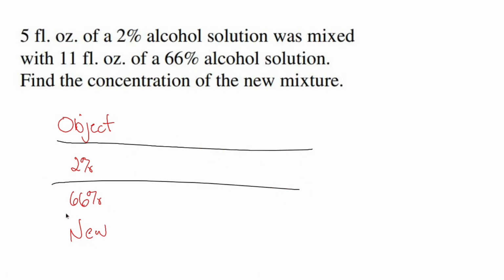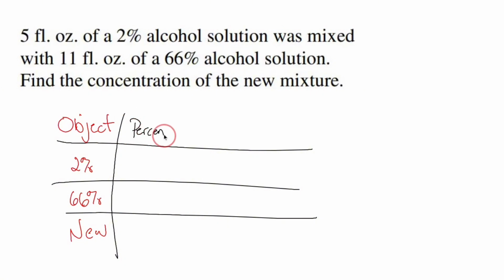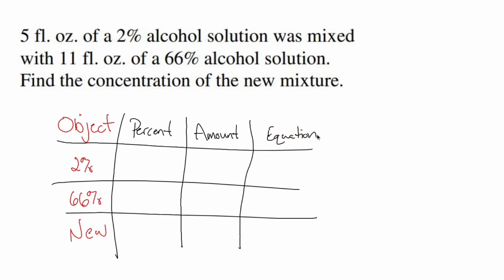I know some of this might be a little bit redundant. We're going to take our objects. We have our percent, and the way we're going to write our percent is as a decimal. We're going to write out our amount, and from that, we're going to be able to get an equation. Ignore the fact that I don't know how to draw straight lines.